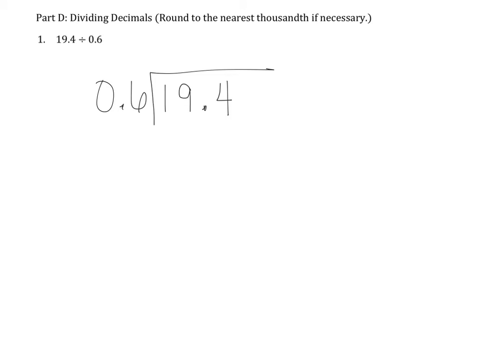Now we need to think, is our divisor a whole number? Well, we notice that it's 6/10, so if we move the decimal one time to the right, we now have 6, so it's now a whole number. Whatever you do to the divisor, you do the exact same thing to your dividend. So we're going to move the decimal one time to the right. Now I'm going to go ahead and rewrite my problem. So I have 194 divided by 6. And I'm just going to go ahead and bring this decimal straight up.